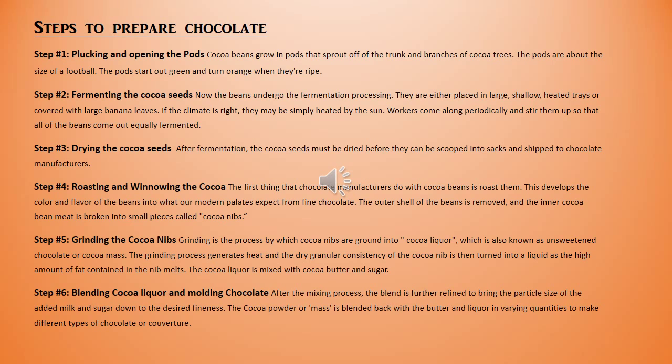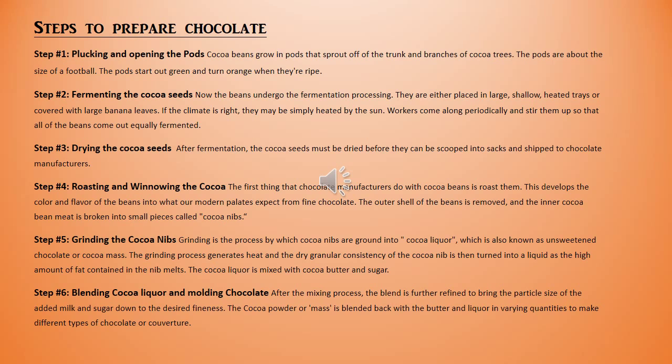Step 3 is the drying of the cocoa seeds. After the fermentation, the cocoa seeds must be dry before they can be scooped into sacks and shipped to chocolate manufacturers. Later on, when they get to the manufacturers, they have to roast and winnow their cocoa. The first thing that chocolate manufacturers do with cocoa beans is roast them. This develops the color and flavor of the beans into what our modern palates expect from fine chocolate. The outer shell of the bean is removed, and the inner cocoa bean meat is broken into small pieces called cocoa nibs.